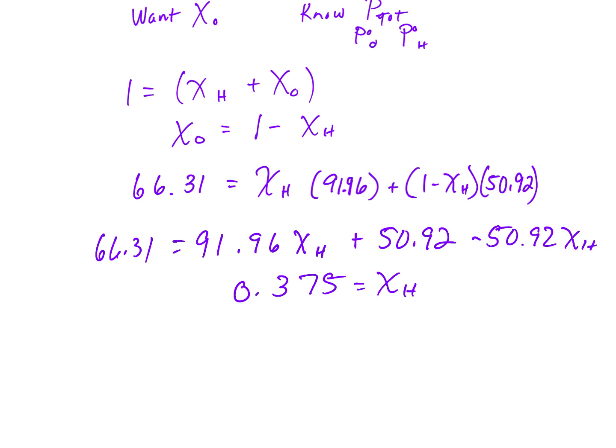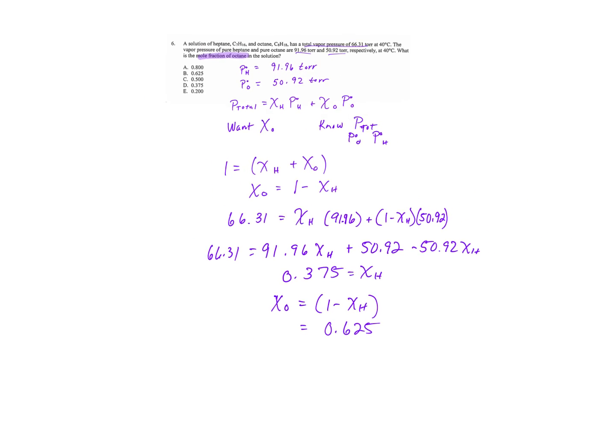Well, we asked for mole fraction of octane, right? So the mole fraction of octane is going to be 1 minus the mole fraction of heptane. And that's going to be equal to 0.625. What are my units there? It's mole fraction, right? So it's moles over moles. There's probably a more efficient way to do that, which would be to solve for mole fraction octane first, and then plug that in instead of the way I did that. Either way, gets you there. Questions on this problem?